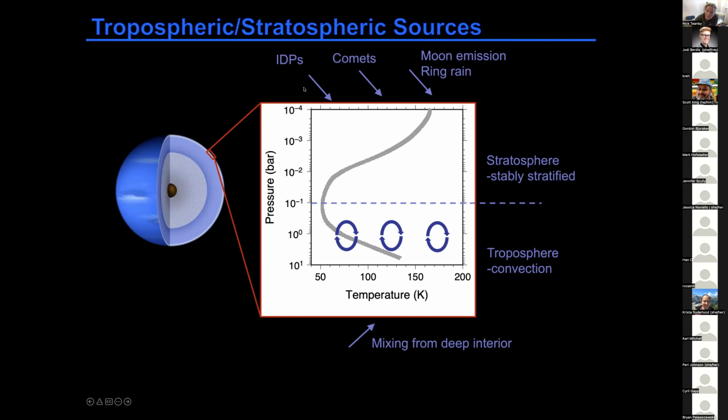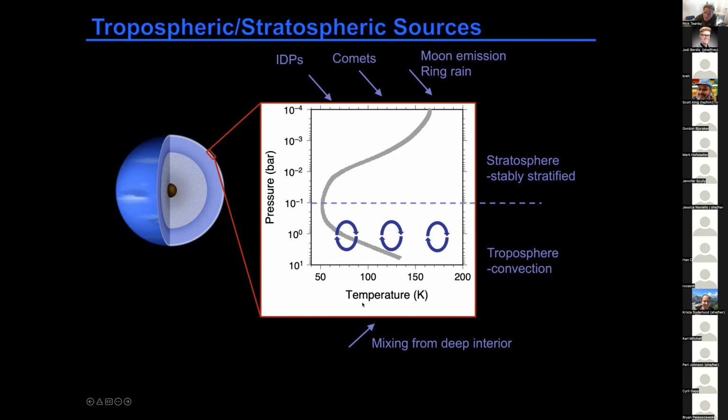So in the stratosphere, what we can have is interplanetary dust particles entering. We can have comets impacting the planet, and we can have emissions from moons. So say something like Enceladus on Saturn, if there's any geyser activity or anything like that, that could inject stuff into the atmosphere. Particles from ring rain, so bits of dust and things like that falling off Neptune's rings, could also be a possibility.